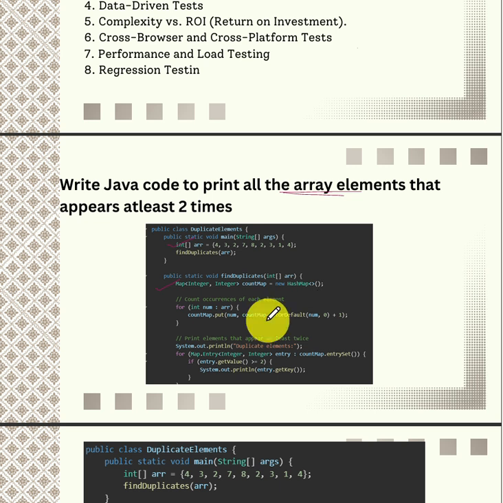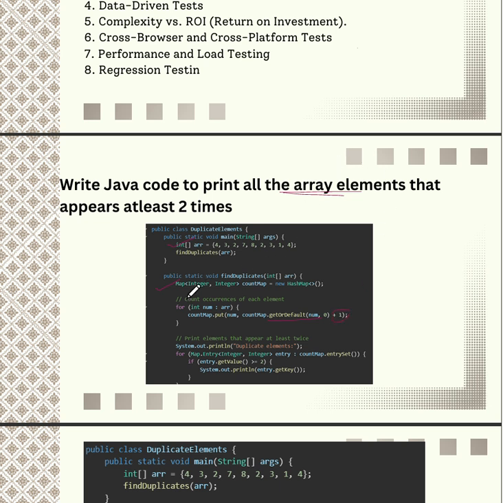Then here we use the getOrDefault method in brackets num comma 0. This method checks if the number already exists in the HashMap or not. If the number exists, then it retrieves its count and increments it by 1.